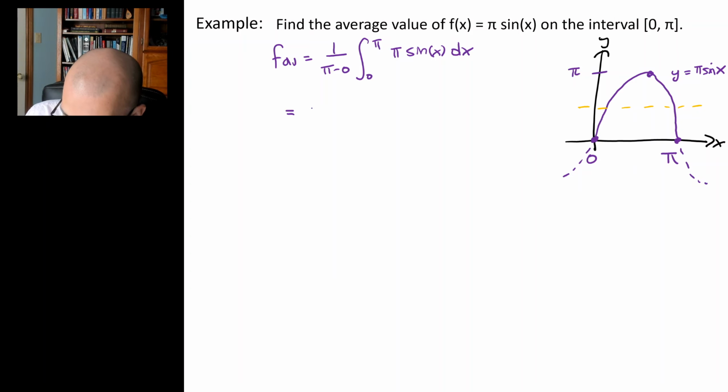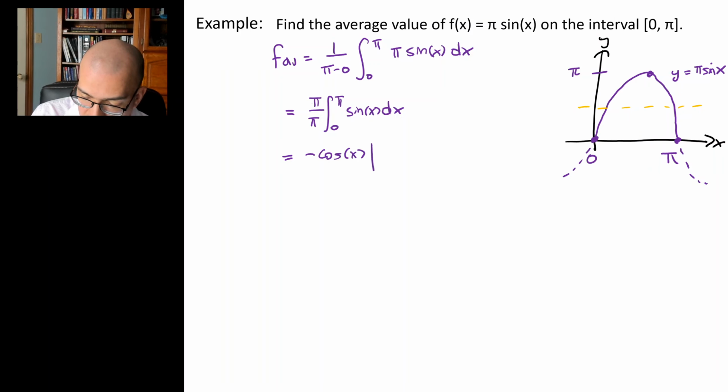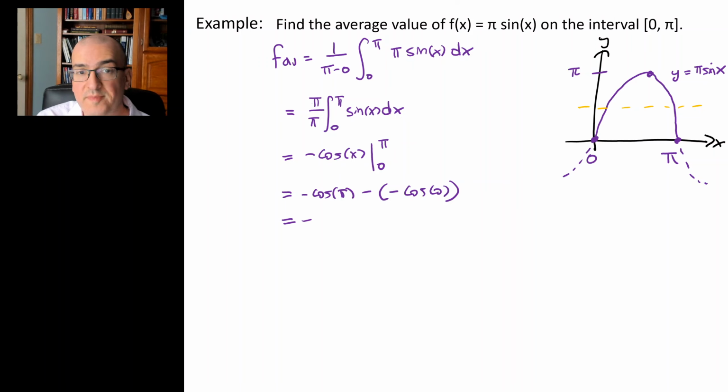So this is the integral. I'm going to bring the pi out front. Factor the constant out of the integral: pi over pi, integral from 0 to pi of sine of x dx. Now what's the antiderivative of sine? It's negative cosine, so negative cosine of x, evaluated from 0 to pi. So we get negative cosine of pi minus negative cosine of 0. Cos of pi is negative 1, so I have negative of negative 1, plus cos of 0 is 1, so we get 1 plus 1, I get 2.